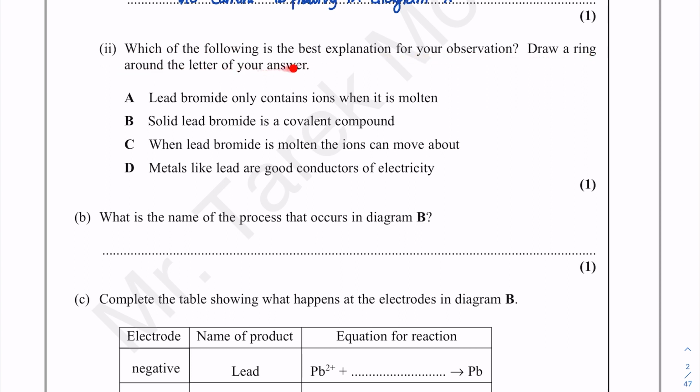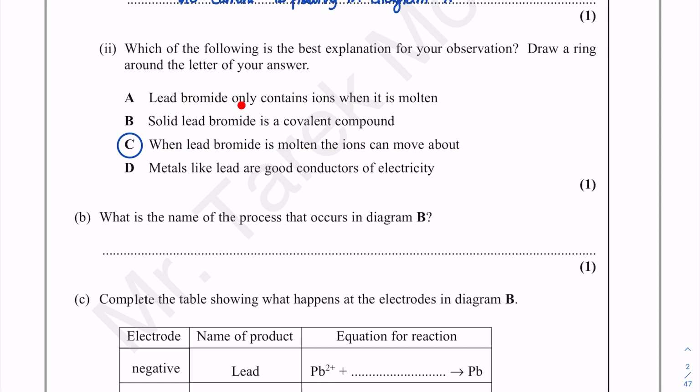A2. Which of the following is the best explanation for your observation? Draw a ring around the letter of your answer. Lead-2 bromide only contains ions when it's molten. No, because lead-2 bromide is an ionic compound, it has ions inside even if it's solid. So this statement is wrong. Statement C: ions can move. Correct. So statement C is the right one.